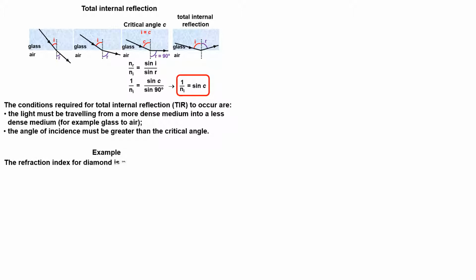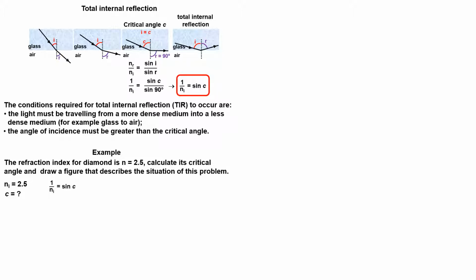The refractive index for diamond is 2.5. Calculate its critical angle and draw a figure that describes the situation of this problem. Take the values given in the question and substitute into the formula. Let's draw.